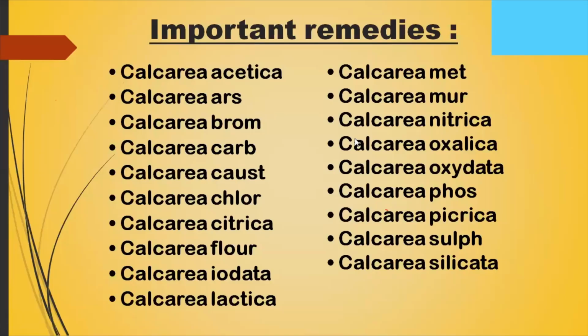So we have so many salts in the Calcarea group, more than 34 salts, out of which a few to note: Calcarea ars, Calcarea brom, Calcarea carb, Calcarea mur, Calcarea fluor, Calcarea iod, Calcarea nitrica, Calcarea phos, Calcarea sulf and Calcarea silicata.